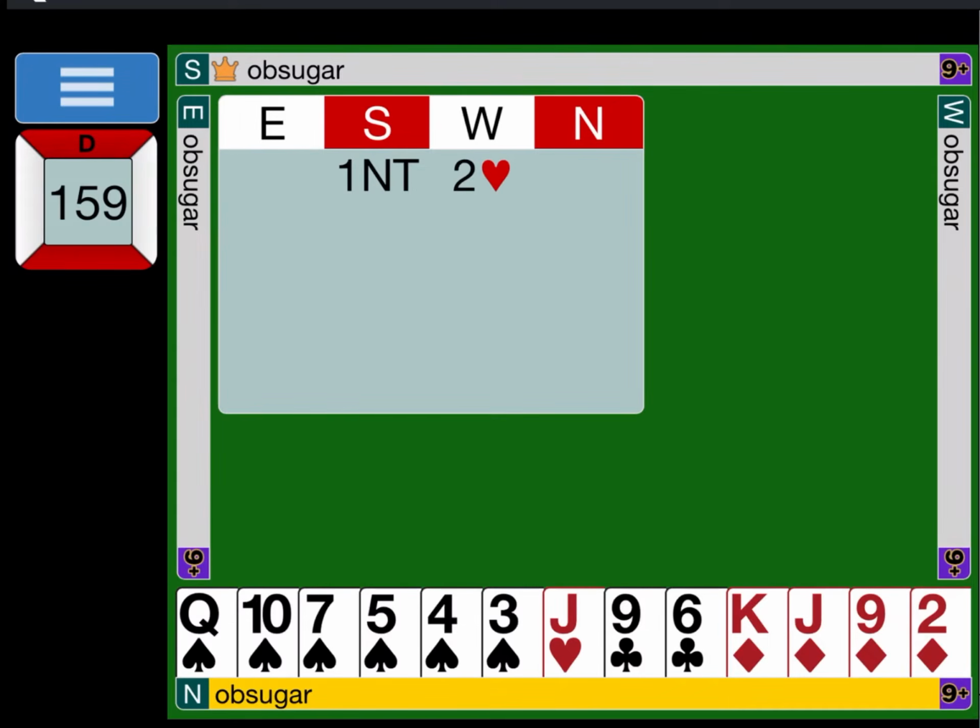A Texas transfer here would be, I got 7 points in a stiff, and I got King Jack 9 in a diamond suit, and I'm just looking for a few things, and let's play a game, partner. And 4 hearts would be a transfer to 4 spades.